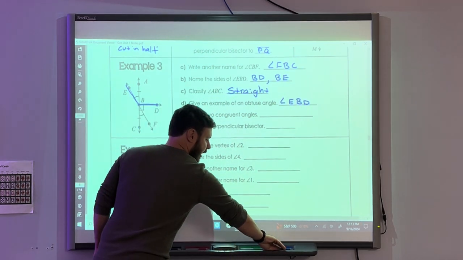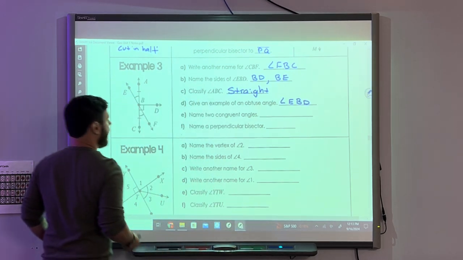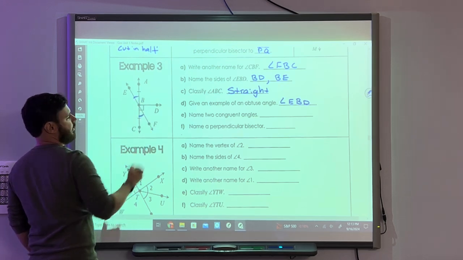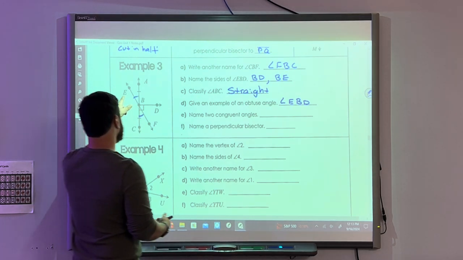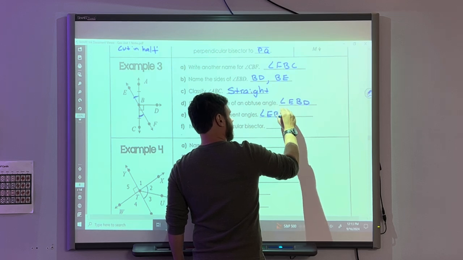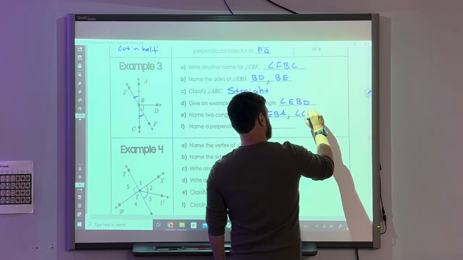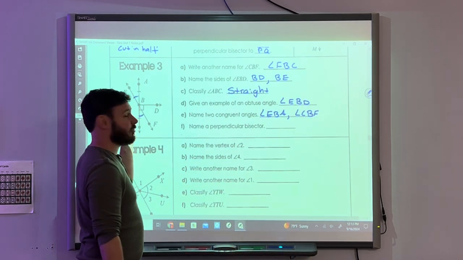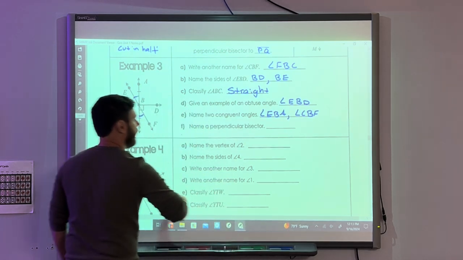All right. Name two congruent angles. Well, I'm just looking for two angles that are the same, and this arc here matches with this arc here. So those are going to be my two easiest to find congruent angles. I will say angle EBA and angle CBF. Now there's other ones in there that you could make congruent. These ones just jump out to me. It gave me the little arcs, so I don't have to think too much harder about that.